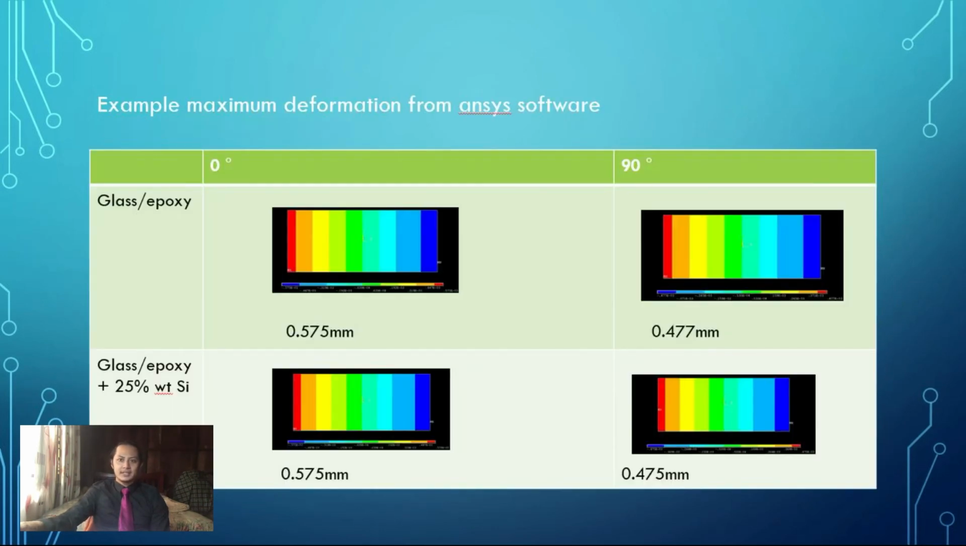This is an example of maximum deformation from ANSYS software: glass and glass epoxy with 25% silica. At 0 degree, the deformation shows a higher value than at 90 degree.